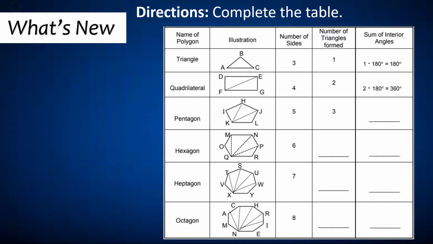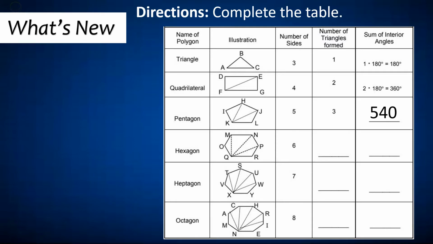So let's proceed with pentagon. Ang pentagon ay may 5 sides, and kung gagawa tayo ng diagonals from one vertex, meron tayong dalawang diagonals na mabubuo kung saan makaka-create siya ng tatlong triangles. So, meaning, ang magiging formula natin is 3 times 180. At ang 3 times 180 is equal to 540. Next, hexagon.